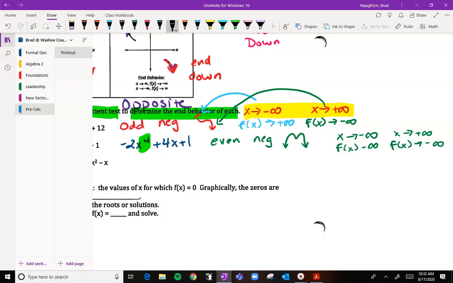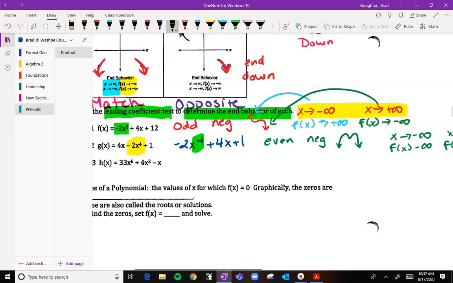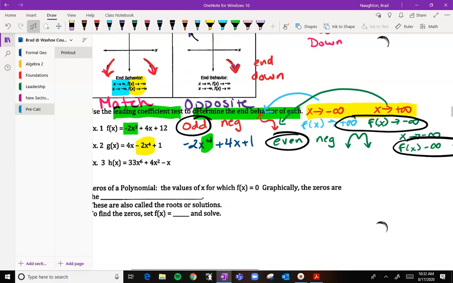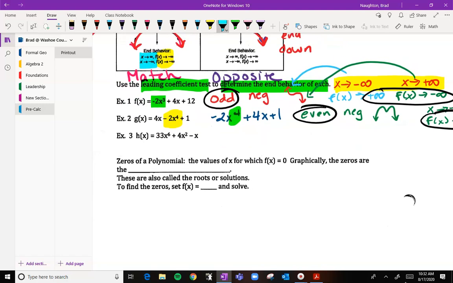So just to pause really quickly, notice that on number 1, it was odd, so these were opposites. Notice the opposites. Here it was even on number 2, they match. Easy peasy. What I want you to do is hit the pause button and try number 3. See how you do, and then we'll go ahead and see how you did in just a second. Alrighty, unpause. Let's take a look. So our leading coefficient is this bad boy right there. So it's going to go ahead and be even. It's going to be positive. So they're going to match.